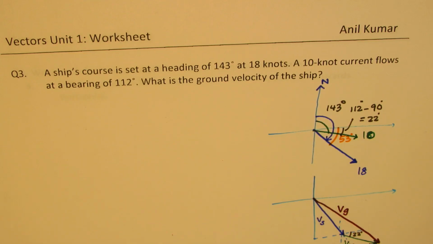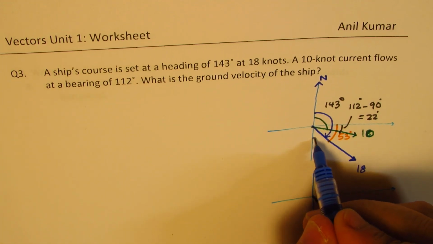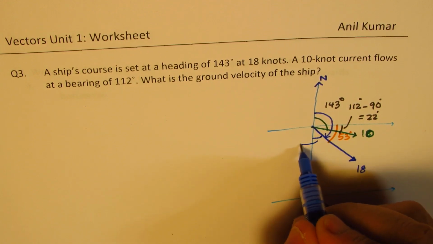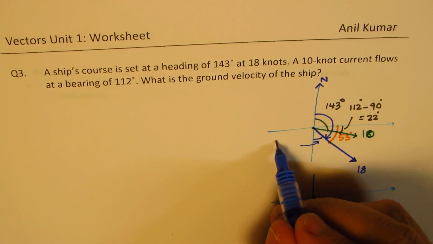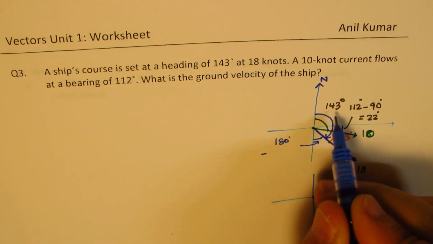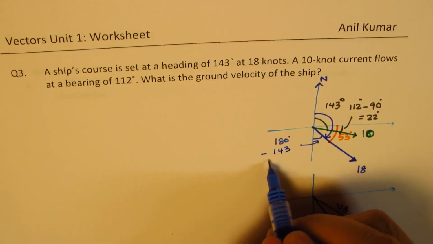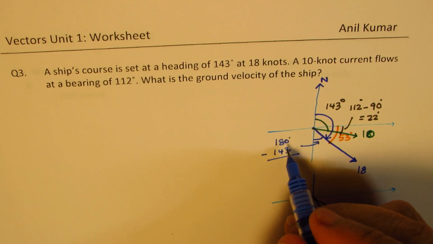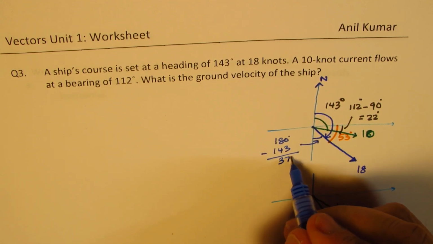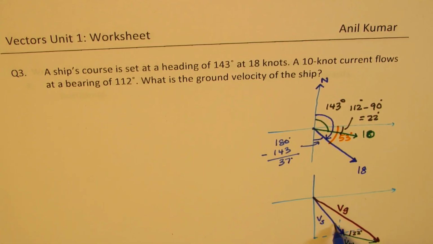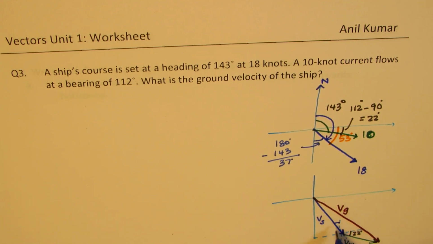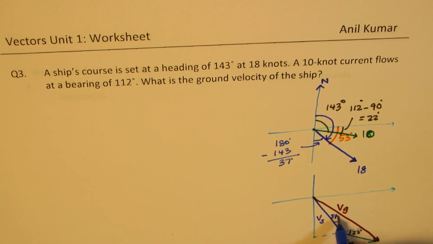Now let us try to understand the strategy to find that angle. As you can see from here, we need to figure out what this angle is. Now this angle here is 180 degrees, take away 143, right? So that is 37 degrees. Now this angle is same as the angle here, right? So with the vertical, it makes 37 degrees. Do you see that? These two angles are equal, right?